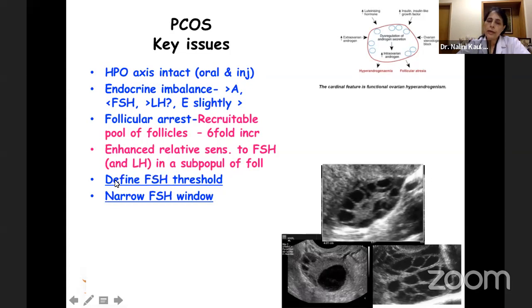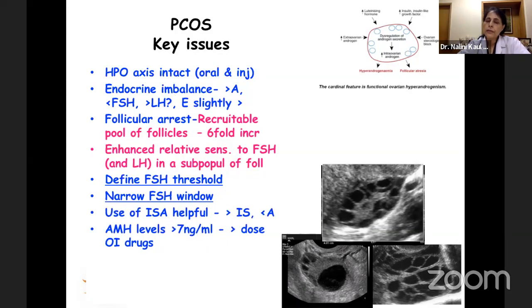And to do that, your FSH window needs to be very narrow. You have to find the threshold and you have to see that the window is narrow so that you have something like this, monofollicular development, and not something like this, which is going to definitely land you in ovarian hyperstimulation syndrome. Now, insulin sensitizers are helpful in increasing insulin sensitivity, decreasing the intraovarian androgens, and thereby helping in ovulation.